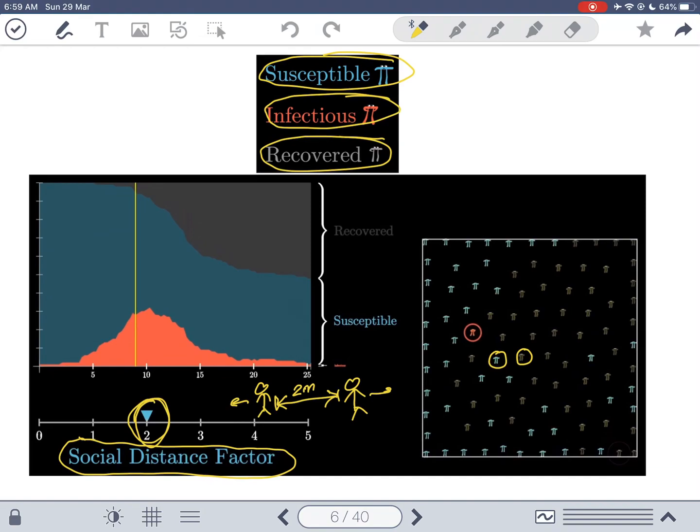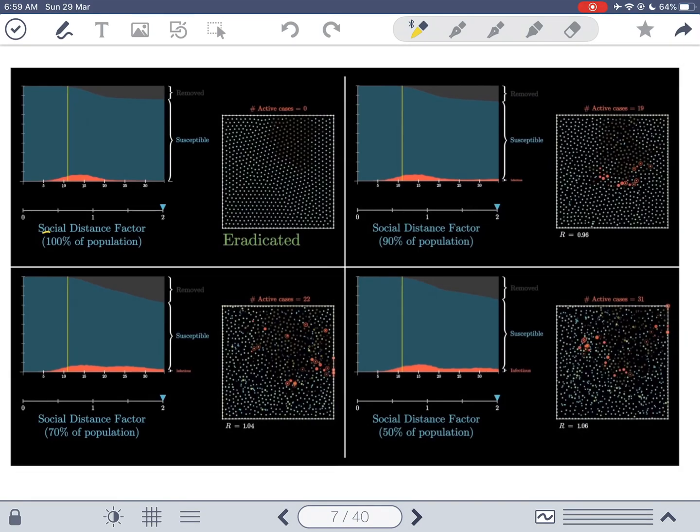But you can play with what he did in the link that I will show you, and you can put it at 0 or at 5 and see what happens. So social distancing is very important. Now let me show you what he discovered when he was doing the simulation.